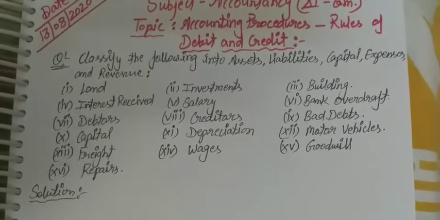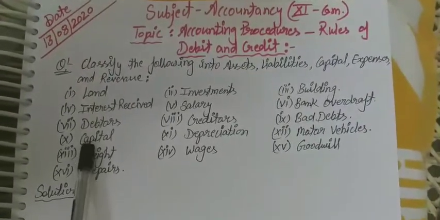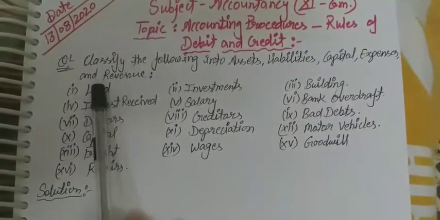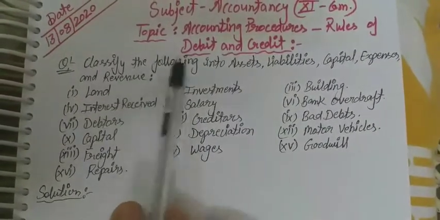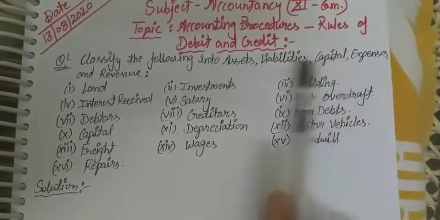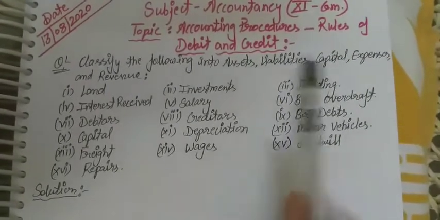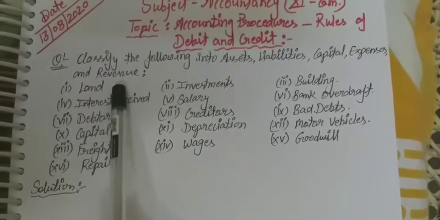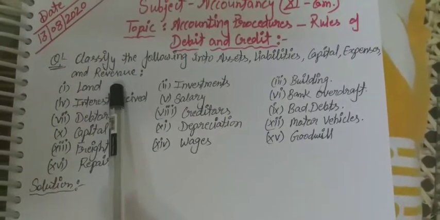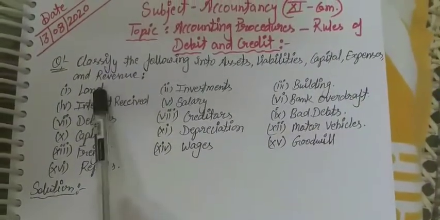Okay students, so I have one problem related to the rules of debit and credit. So first one, the question is: classify the following into assets, liabilities, capital, expenses and revenue. So according to this, it is a modern classification of account. Modern classification of account is divided into five parts, that is assets, liabilities, capital, expenses and revenue.